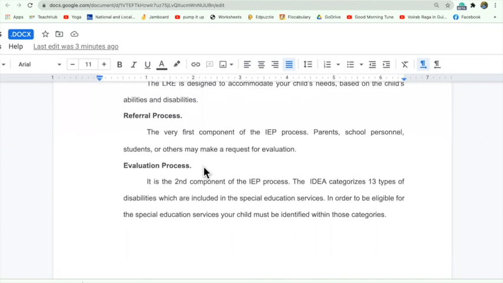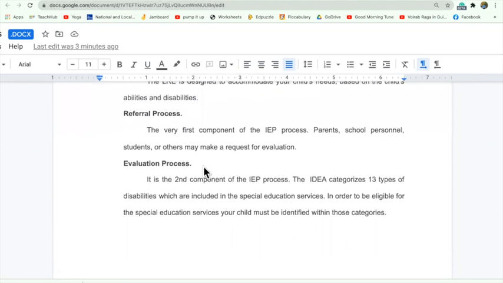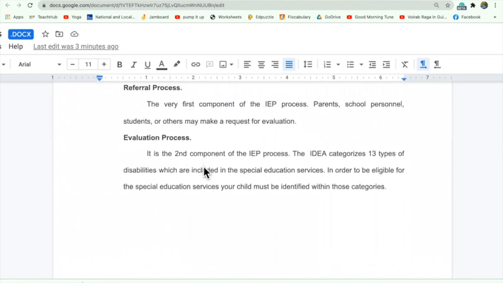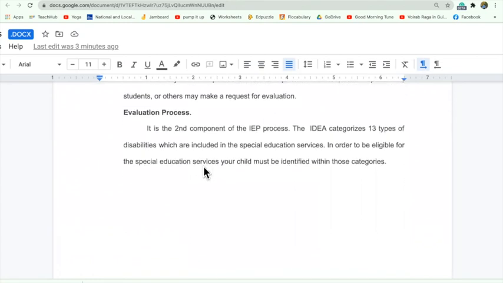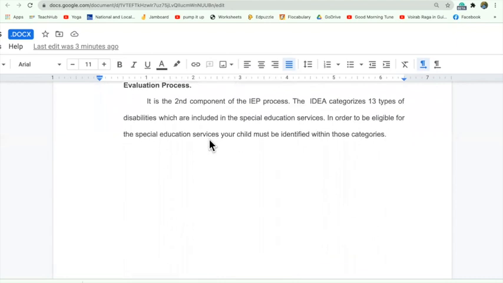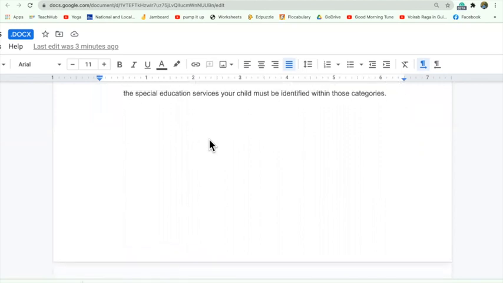Referral process, the very first component of the IEP process. Parents, school personnel, students, and others may make a request for evaluation. Evaluation process. It is the second component of the IEP process. The IDEA categorizes 13 types of disabilities which are included in the special education services. In order to be eligible for the special education services, your child must be identified within those categories.